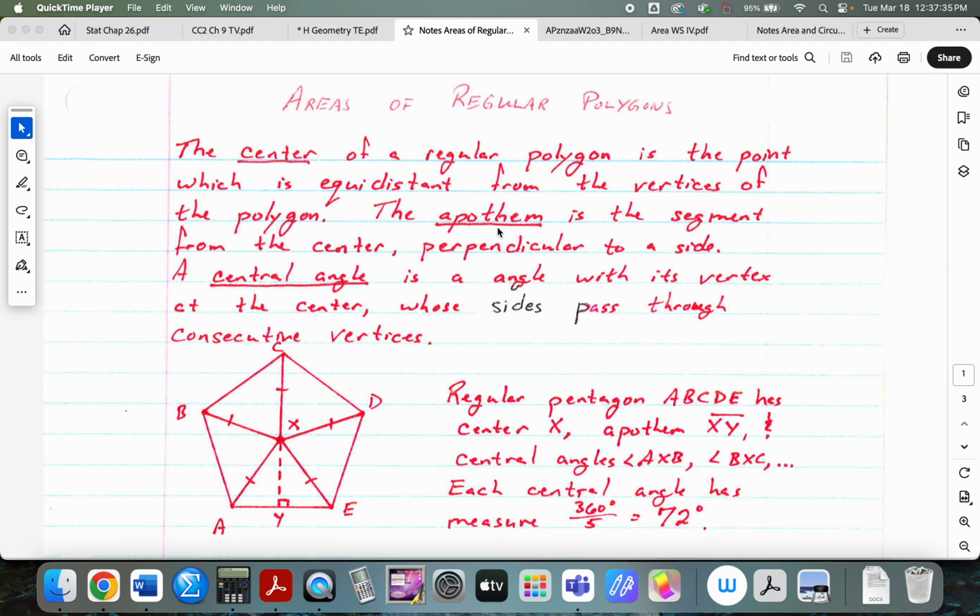The apothem, which I've also heard pronounced apothem, and I'm fine with either, although I think apothem is the correct way to pronounce it. I said apothem for years. I slip and say one or the other. It is the segment from the center perpendicular to a side. So this right here is your apothem.